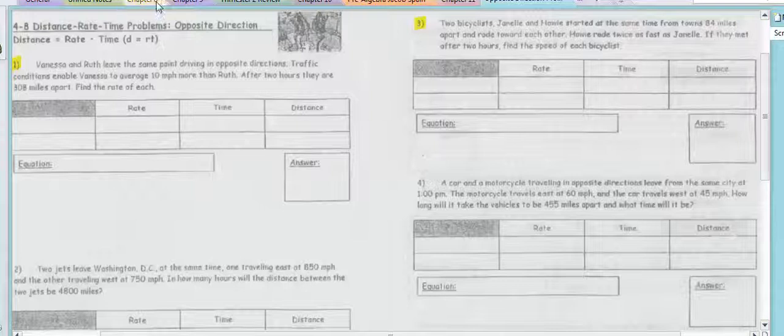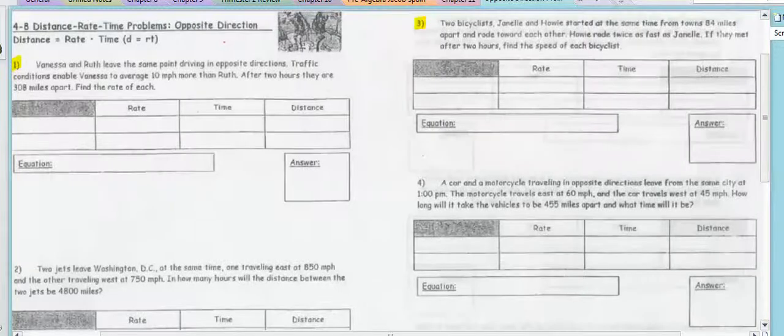Okay, so this kind of problem is one's going this way and the other one's going that way, so in opposite directions. Things that we need to know, and we'll go ahead and highlight some. Vanessa's average speed is 10 miles an hour more than Ruth. That's important. After 2 hours, they are 308 miles apart. Okay, and we're going to try to find out the rate of each. So I highlighted some of the important parts.